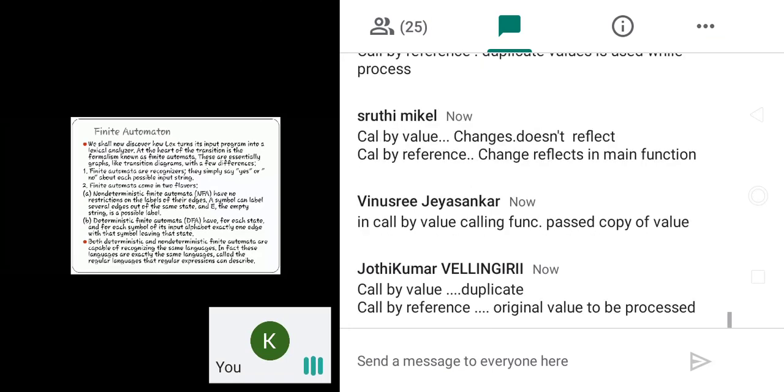Call by value changes don't reflect, and call by reference changes reflect in the main function. That's going to be the second difference, where whatever changes you make in your function definition will reflect in the main function, which denotes call by reference. Won't reflect in the main function refers to call by value.